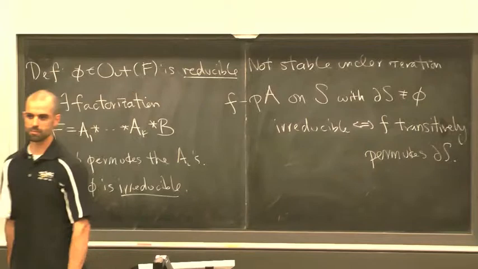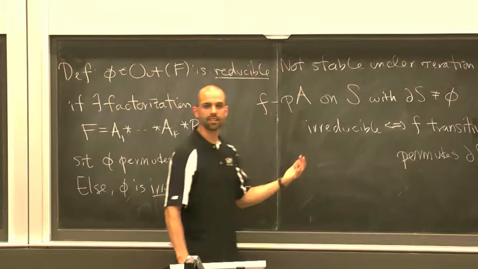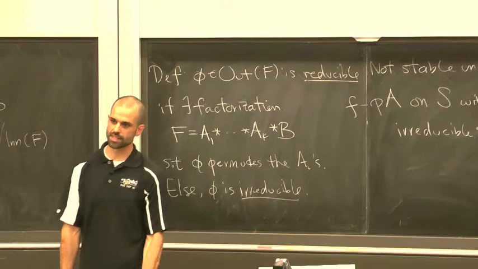If you have multiple boundary components on your surface, each one of them does represent a primitive element of the free group and a free factor, but they can't be simultaneously chosen to be part of a free factorization. That's the issue. But of course, if you have one boundary component, then that boundary component is in fact not a free factor.